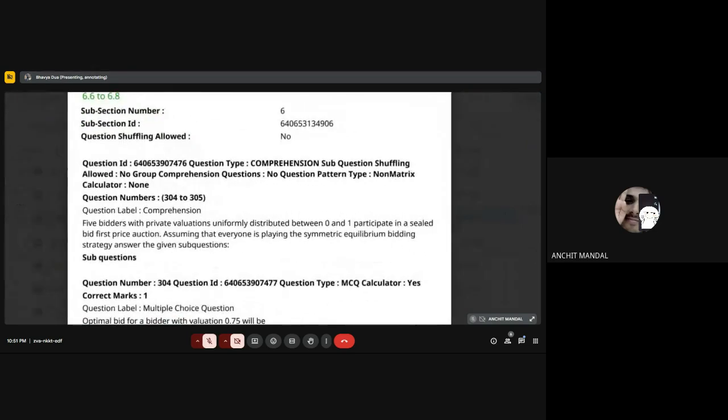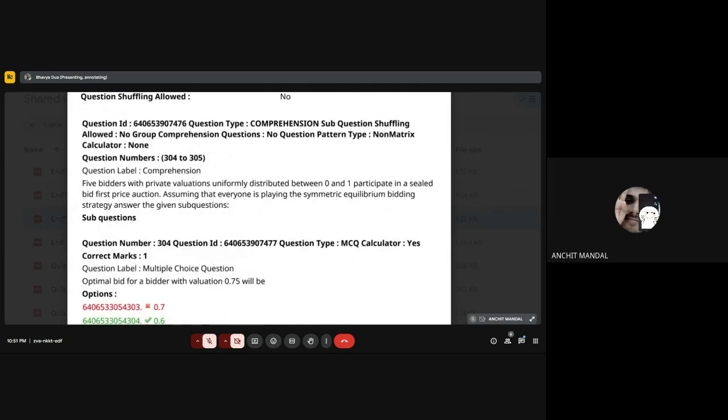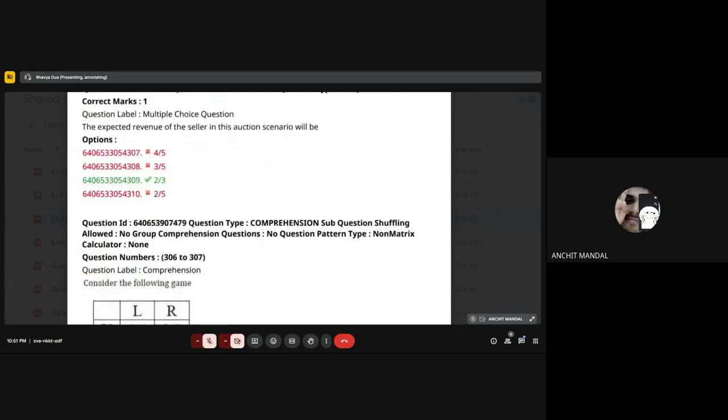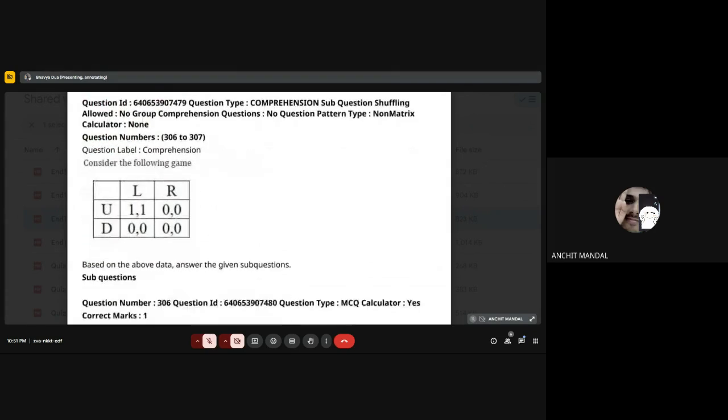Okay. Fun. Five, bidders with private valuations. Oh, not this again. Okay. Same question. 0.75 becomes 0.6. Then expected revenue is 2/3.